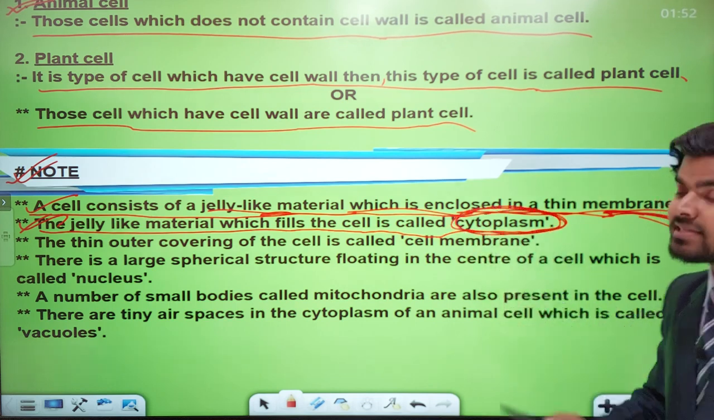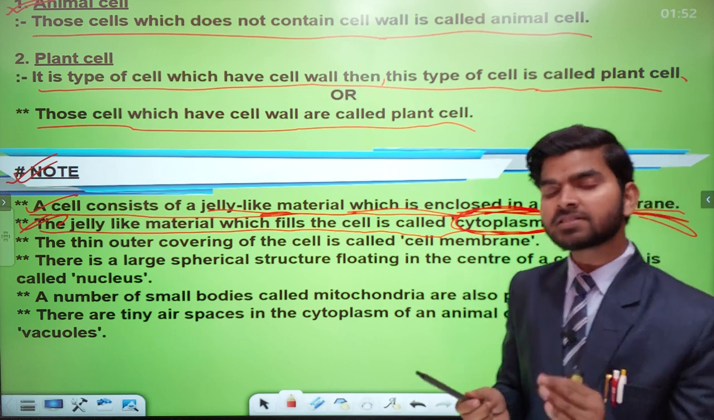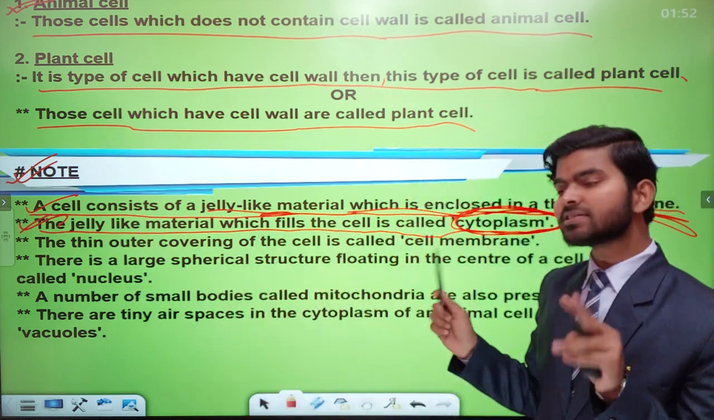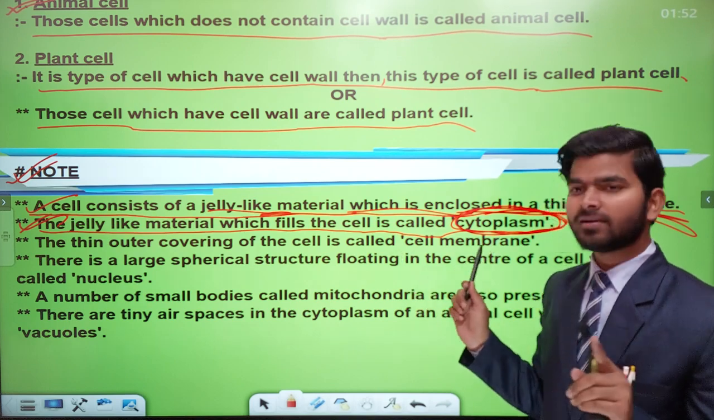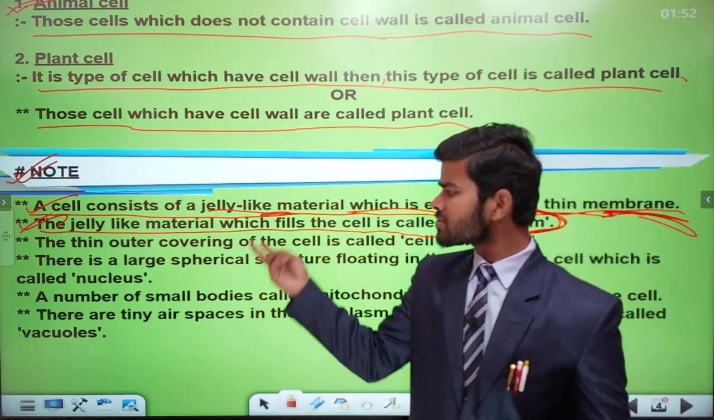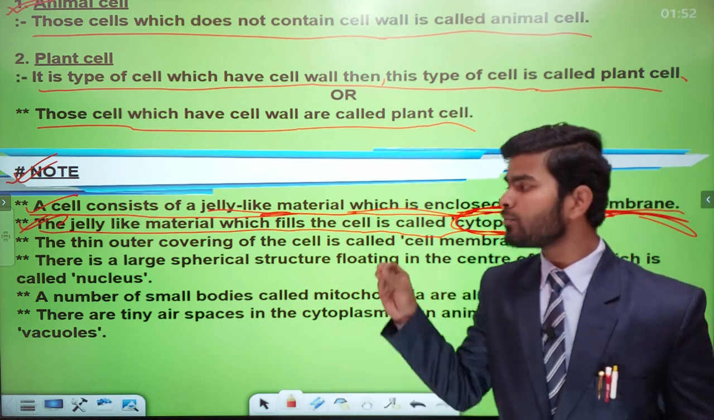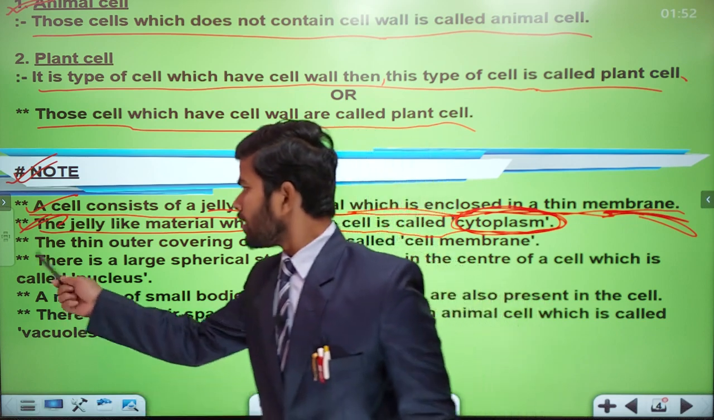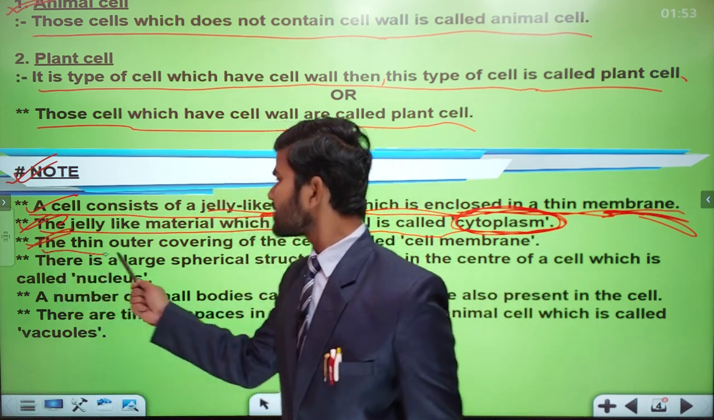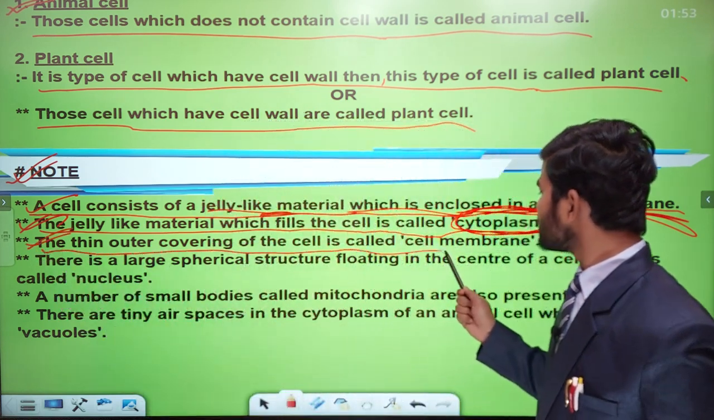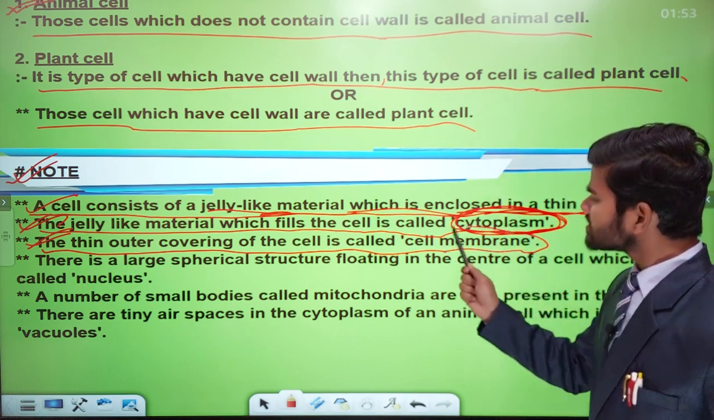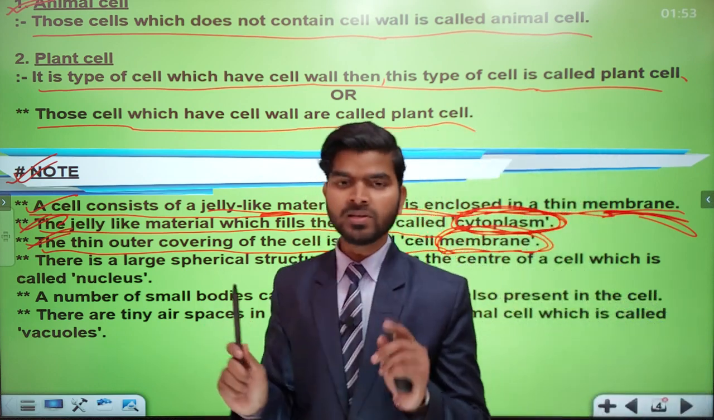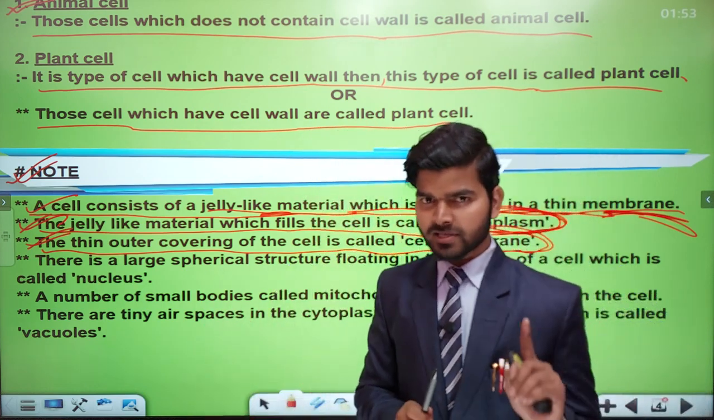If someone asks you what is cytoplasm, or tells you to give the definition of cytoplasm, then we simply say that the jelly-like material which fills the cell is called cytoplasm. I don't need to explain this point because I have already written the definition in simple language. Next, the thin outer covering of the cell is called the cell membrane. This is the definition of cell membrane, and these are the most important points that must come in your examination or in several competitive examinations.